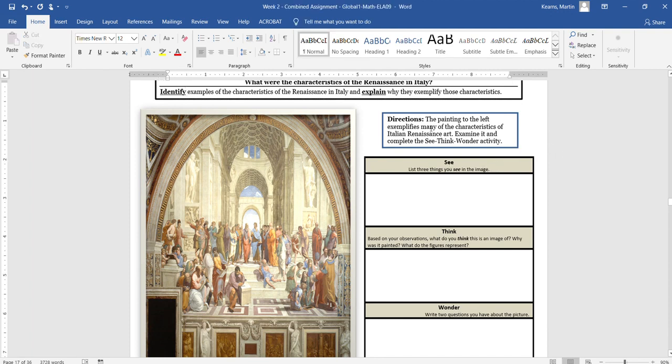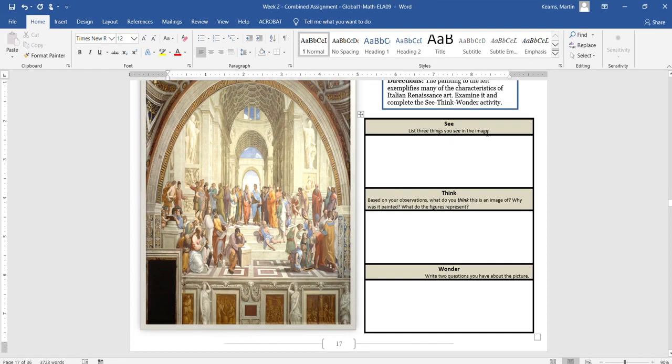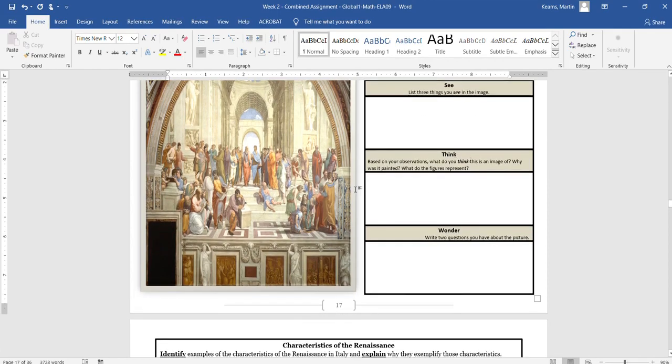characteristics. Directions. The painting to the left exemplifies many of the characteristics of the Italian Renaissance art. Examine it and complete the see, think, wonder activity. So list 3 things you see in this image. Then think, based on your observations, what do you think this is an image of? Why was it painted? What do the figures represent?